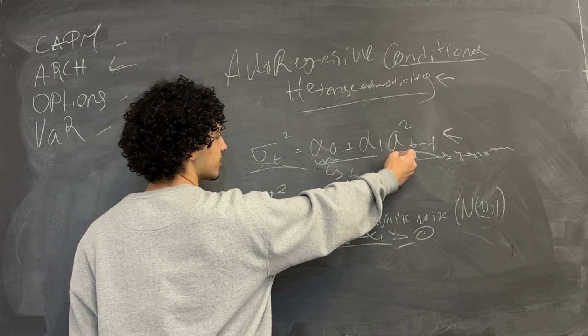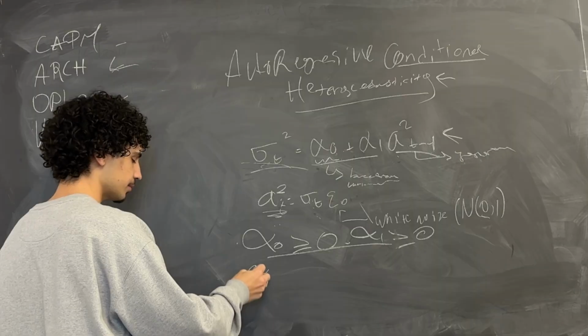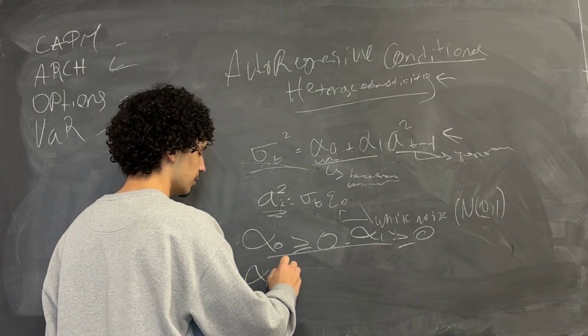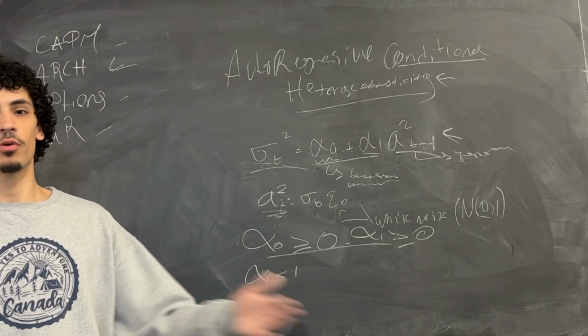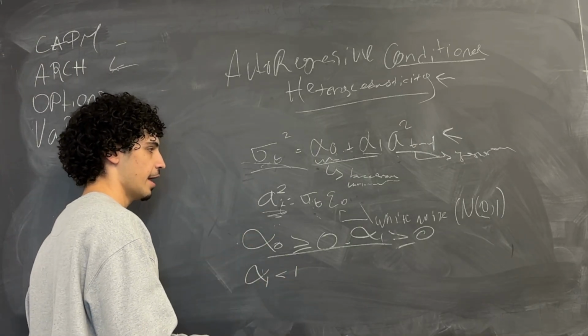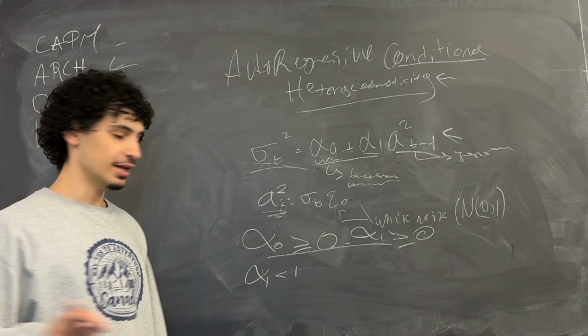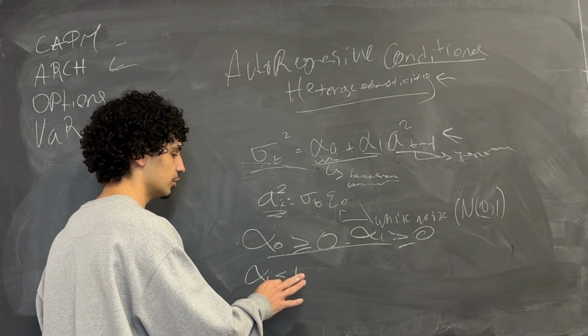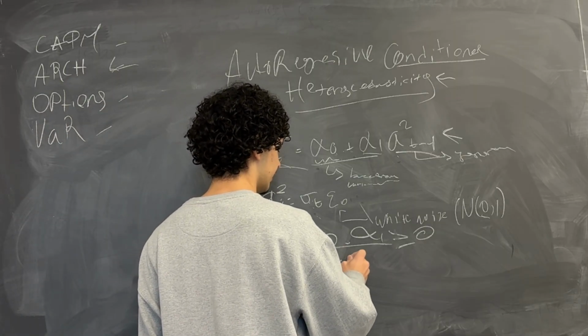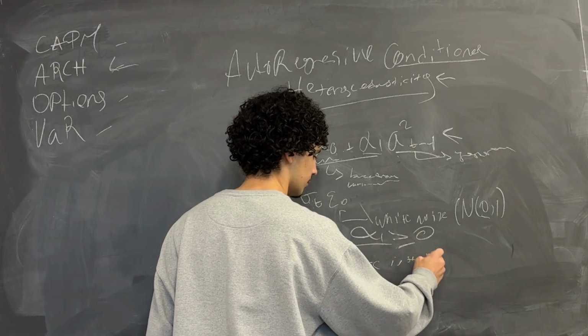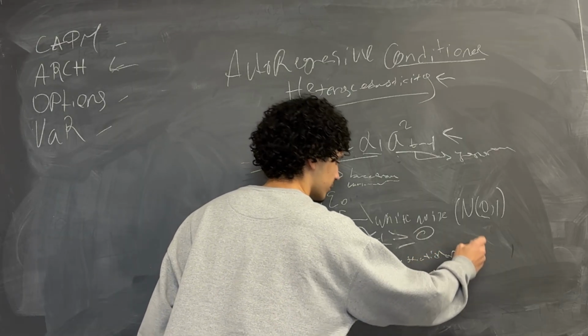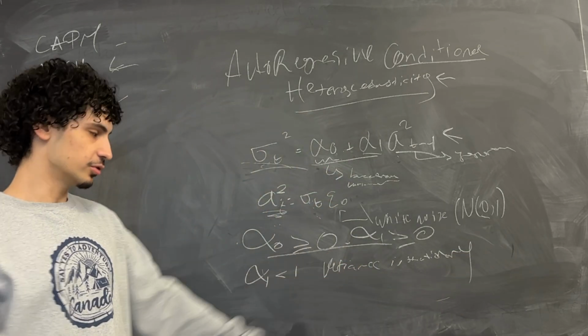A1, the one that's being multiplied to the movement, has to be less than 1. So this is basically like a 0 point something, some decimal. And we need that to be the case to ensure that variance is stationary, because this is a key assumption in the ARCH model.